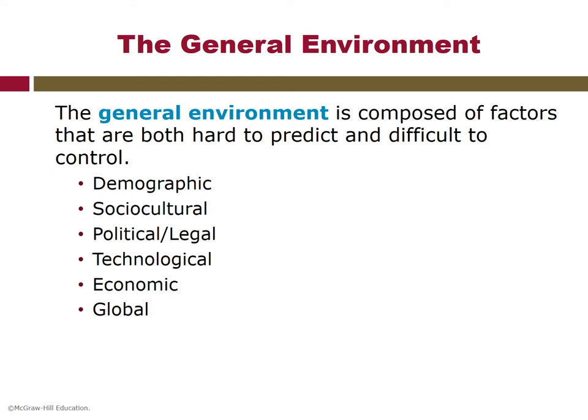So we divide the general environment into 6 segments: demographic, sociocultural, political or legal, technological, economic, and global. If you're going to check your book at page 44, exhibit 2.2, it specifically determines the general environment, key trends, and events.